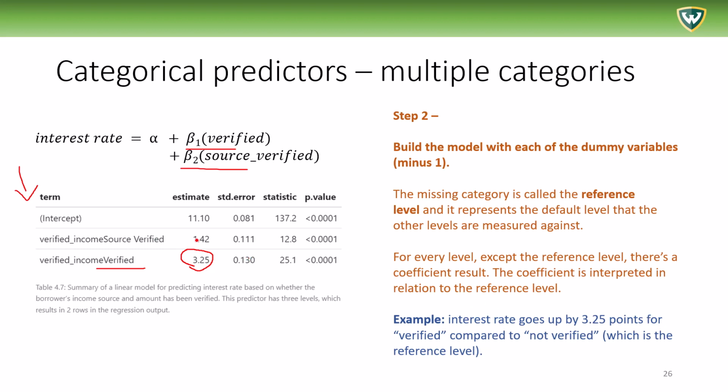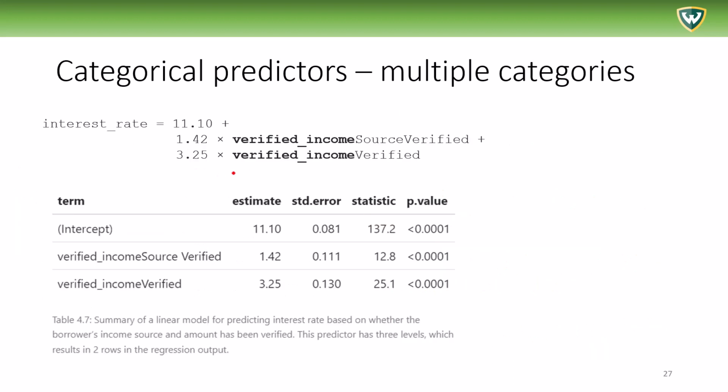What about source verified? Source verified is the same thing. How much does the interest rate go up if the person is source verified compared, once again, with not verified? It goes up by 1.42 points. And just like we did before, we can create a more complete equation model with the coefficient results listed, and then you can compute the interest rate based on the built model.